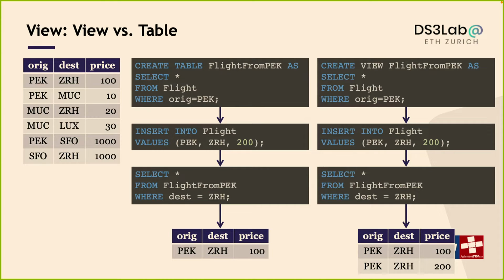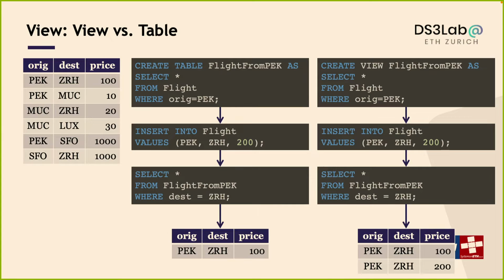If you think about why, this view never gets materialized. A view is only materialized, or that query is only run, when you use the view. Okay? So when you query this view, select star from flight from PK, that is the moment this view gets executed. And at that point, in your source table, you have 2 flights from PK to Zurich because I did the insert before I used this view. Okay? So that's a fundamental difference.